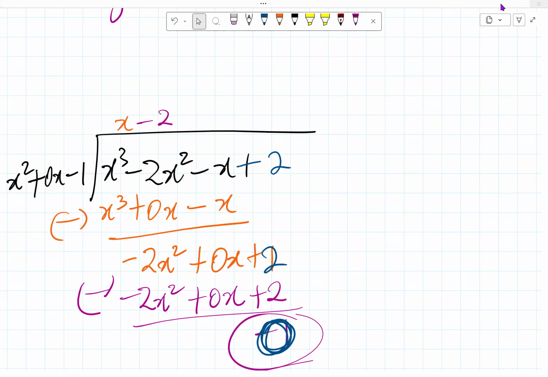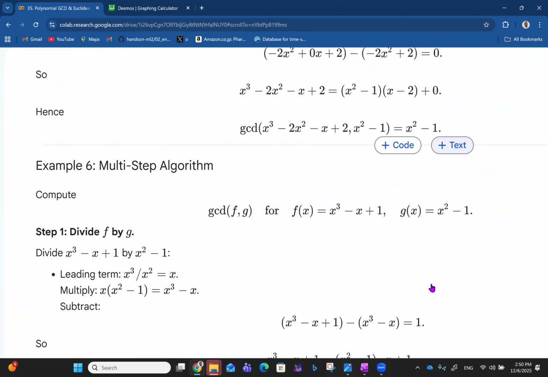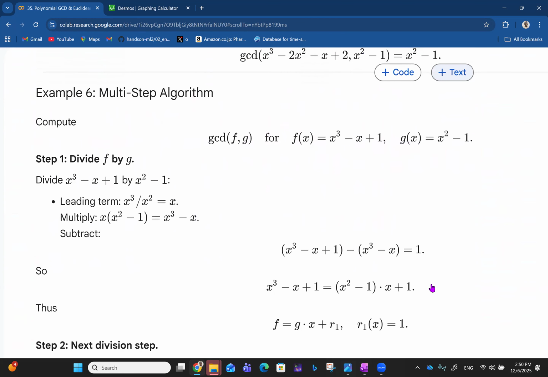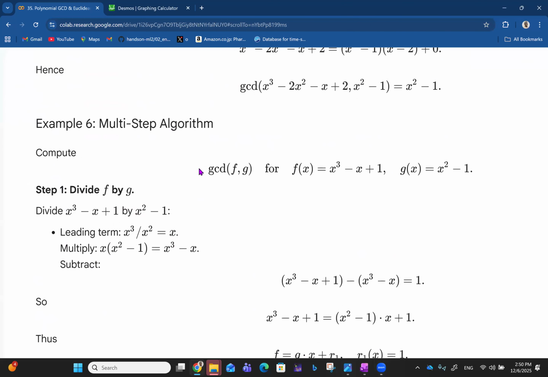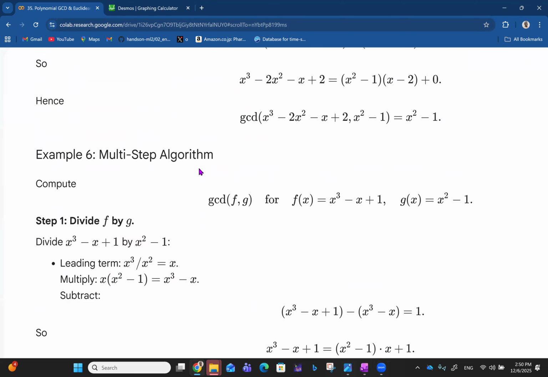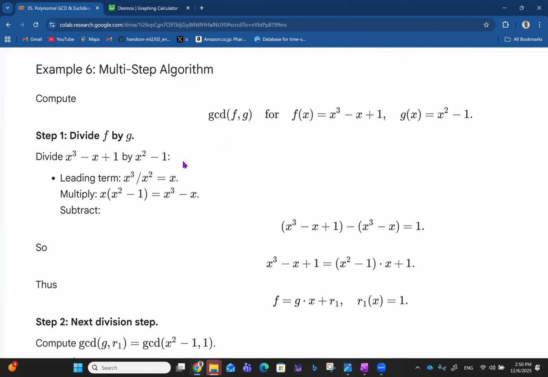Then we come again here. So after all the division, you now see that the GCD of this and this is x squared minus 1. Okay. So let's look at a multi-step algorithm for the same thing. We're talking about greatest common divisors and the Euclidean algorithm, looking at a multi-step algorithm now. So first of all, you want to compute the GCD of f comma g for x cubed minus x plus 1 and x squared minus 1.